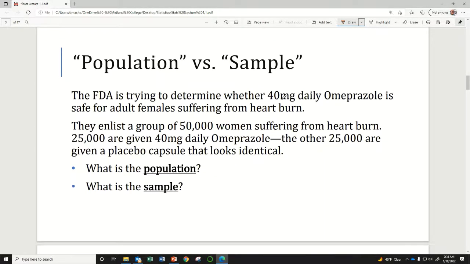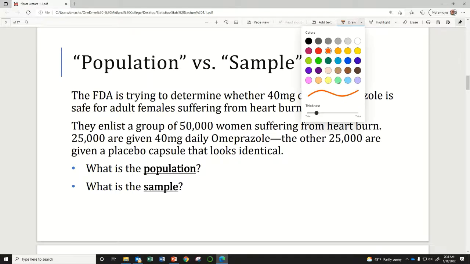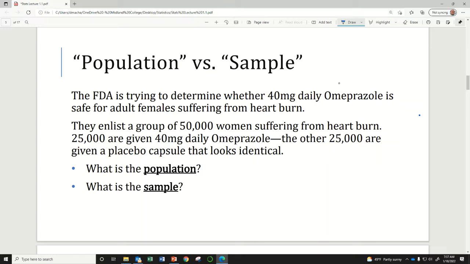Just one more example here. The FDA is trying to determine whether 40 milligrams daily omeprazole is safe for adult females who are suffering from heartburn. So the FDA enlists a group of 50,000 women who suffer from heartburn. Half of them are given 40 milligrams daily omeprazole, and the other half are just given a placebo capsule that looks identical to the omeprazole capsule, right? So that way they don't realize that they are part of the control group, the group that's receiving the placebo.